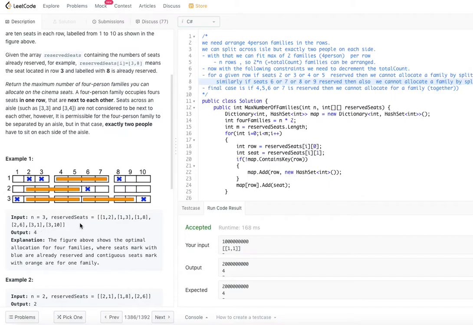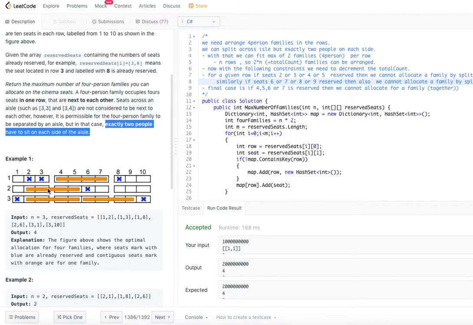From this configuration, how many 4-person families can sit? In the first row, seats 4, 5, 6, 7 we can make one family, and in the second row, 2, 3, 4, 5 we can seat one family. The 6, 7, 8, 9 we cannot, and 7, 8, 9, 10 also we cannot. Even though there are 4 empty seats, the condition is exactly 2 people have to sit on each side. So we cannot make use of 7, 8, 9 and 10 in the second row.